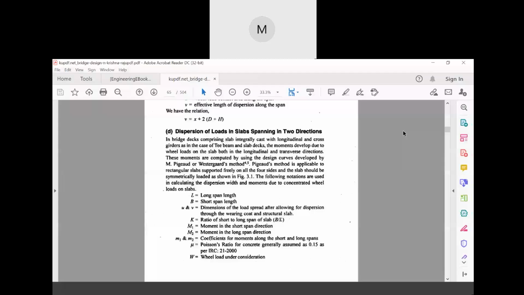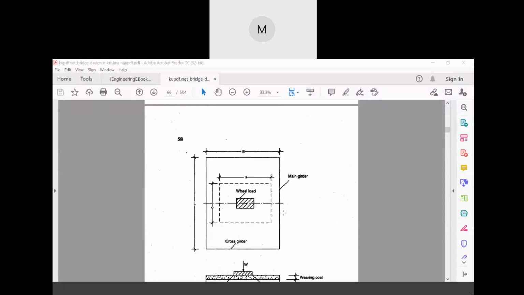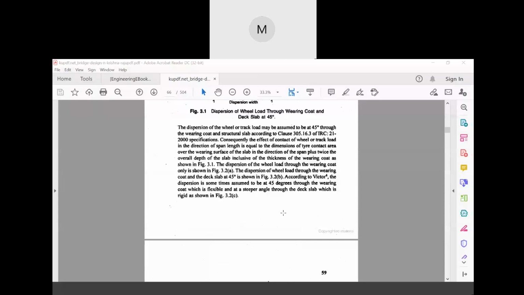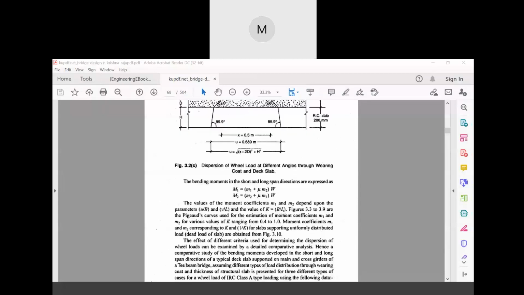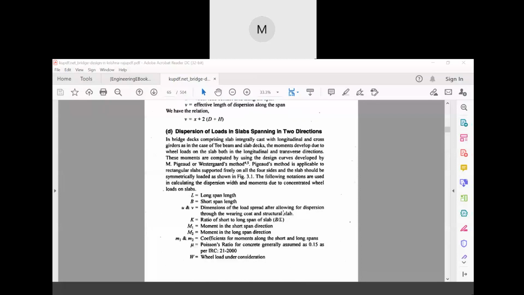So if you can take a printout, it will be better for you people for solving the numericals. Okay, so these are the Pigeaud's curve. The dispersion of loads for slabs spanning in two directions, what is being done is we'll have Pigeaud's and Westergaard's. Okay, so now, let us do one thing.